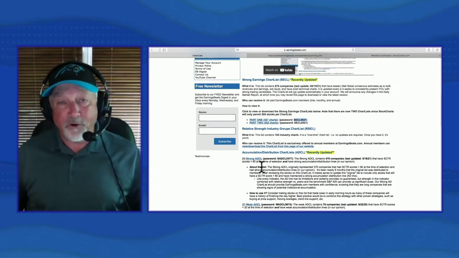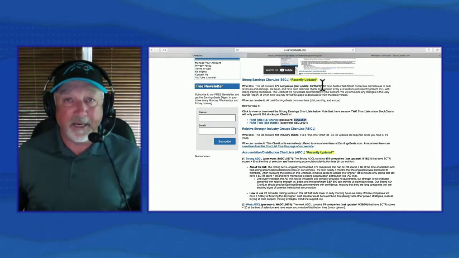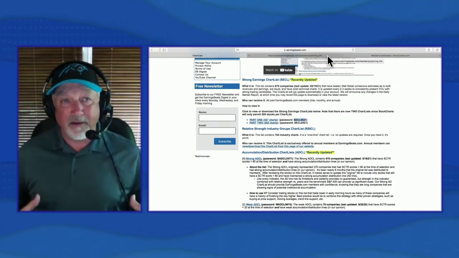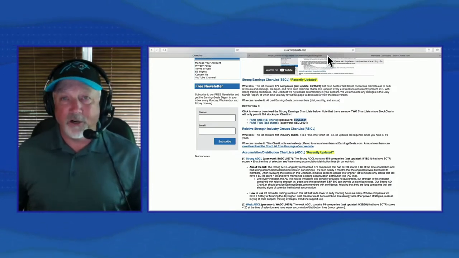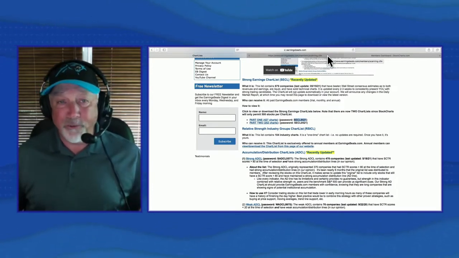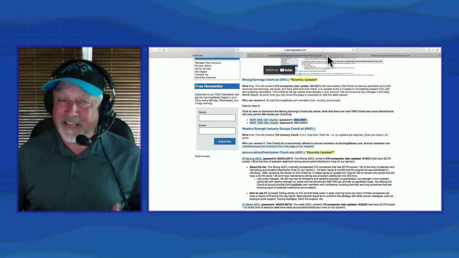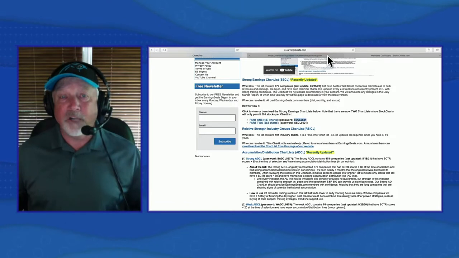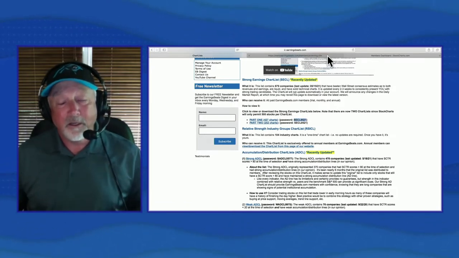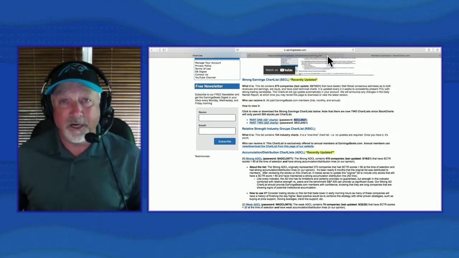But what I really want to focus on today is using the scan engine at StockCharts and how that fits into our strategy at EarningsBeats. I think the two most powerful features at StockCharts are the chart lists and the scan engine. And I think being able to combine them, using them together, can uncover some really nice trading opportunities.